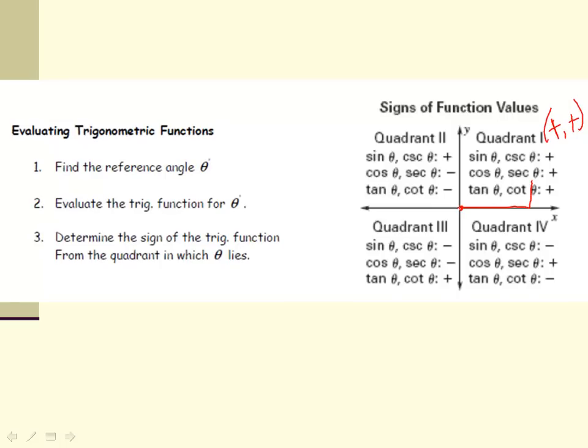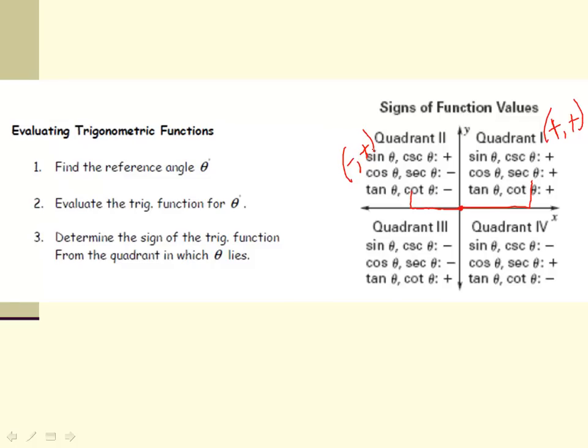In quadrant 2, if I start at 0, 0, I have to go negative x and positive y to get into quadrant 2. So negative, positive. So your cosine, the x values, and your secant are both going to be negative. Sine and cosecant are both going to be positive. And then tangent and cotangent, since they're the sine over the cosine or vice versa, it's positive over negative, so they're both going to be negative.